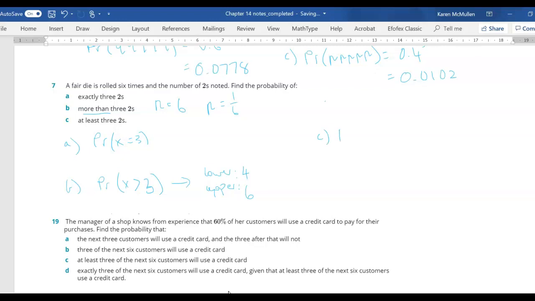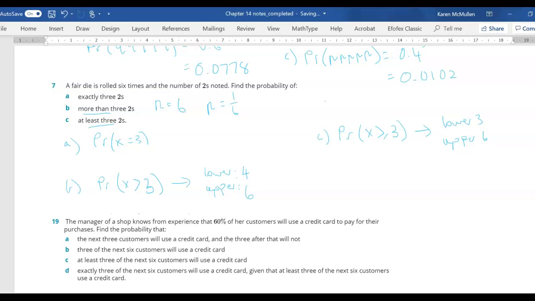All right, and then question C is the probability of at least 3 2's. So at least, so greater than or equal to 3. So for this one, your lower limit is 3 and your upper limit is 6. Okay, so just be careful with the wording, more than and at least.